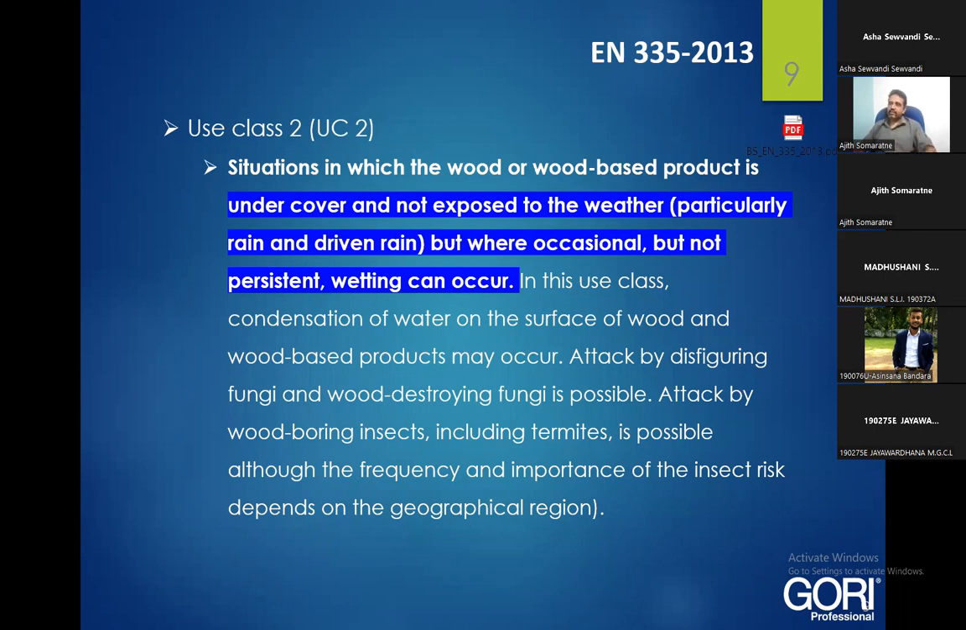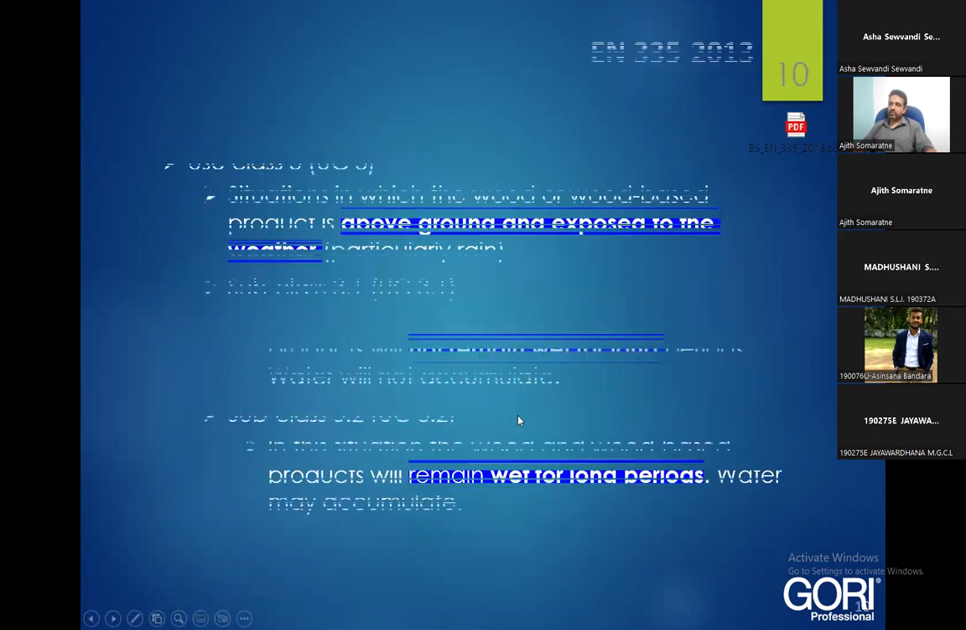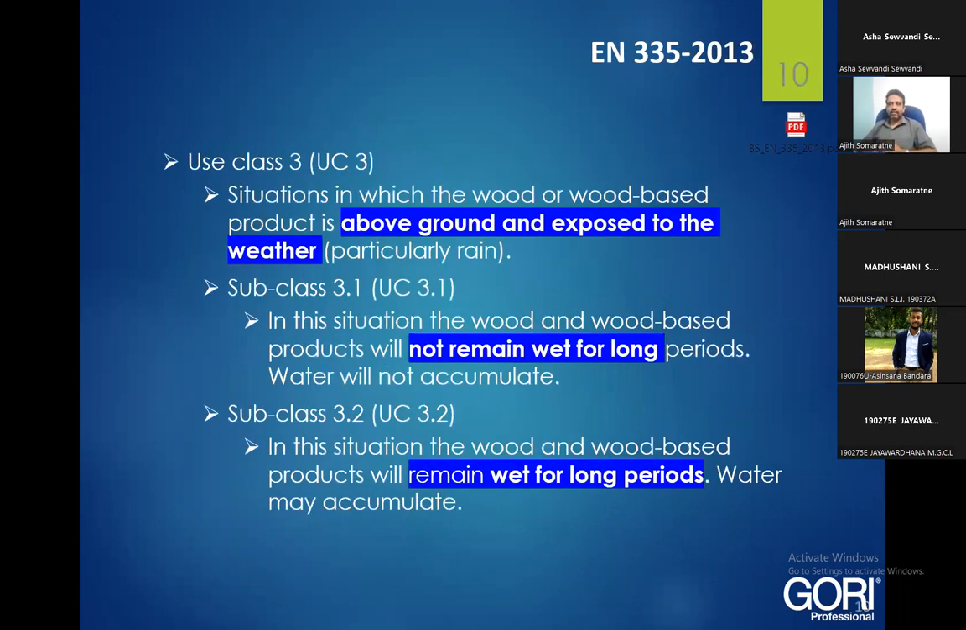This is use class two. So we'll move on. The third one is use class three. They divide it into two subclasses also. Use class three explains situations in which the wood or wood-based product is above ground and exposed to the weather. This is one of the critical classes where we have to give solutions. It divides into two classes. Subclass 3.1 does not remain wet for long. Subclass 3.2 remains wet for long periods. Right?